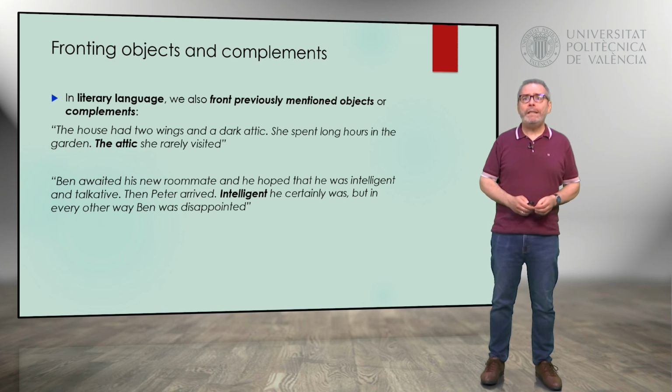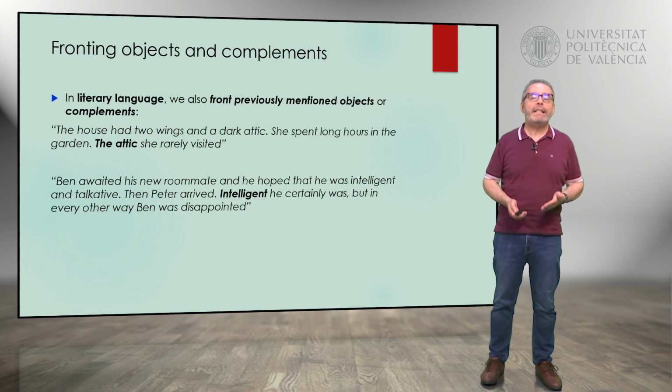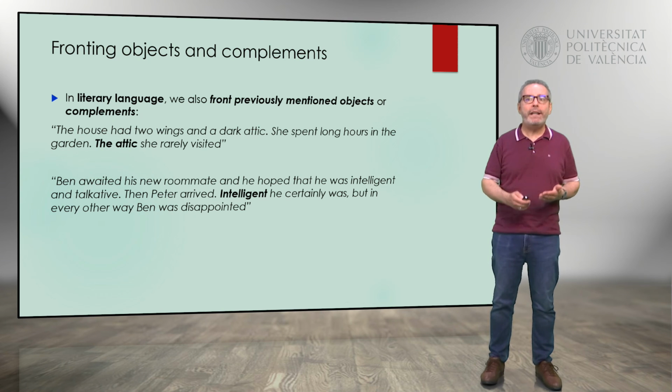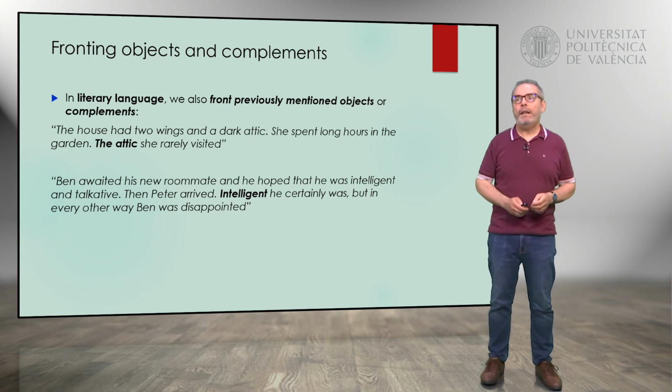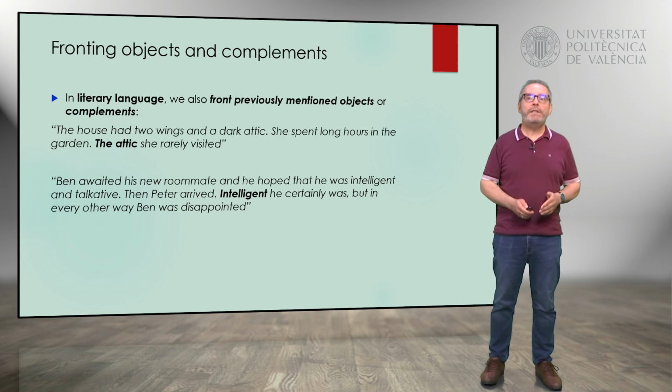Another type of fronting occurs with objects and complements, and in this case we have a very literary use of the language, very formal. And we can front previously mentioned objects or complements. Here we have an example. The house had two wings and a dark attic. She spent long hours in the garden. The attic she rarely visited.